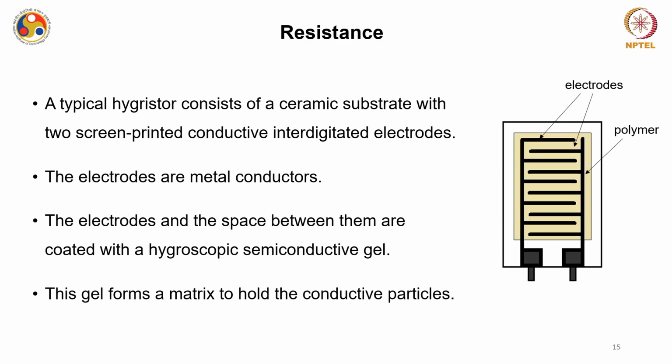A typical hygristor consists of a ceramic substrate or silicon substrate on which we usually screen print the conductive interdigitated electrode. In the modern era it can also be patterned using photolithography and other lithography techniques that we have discussed in our initial modules. The electrodes are metal conductors, basically metals like gold and platinum.